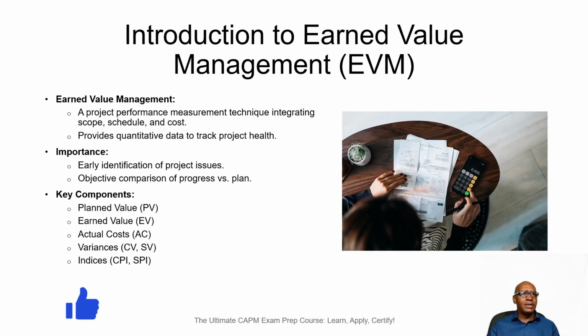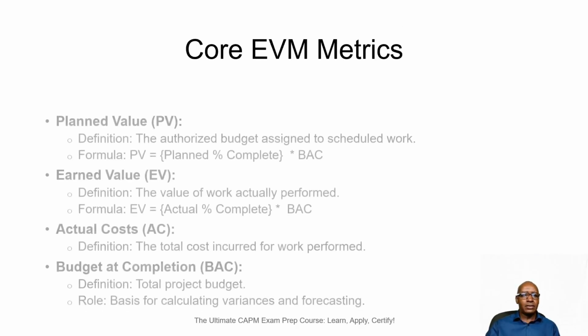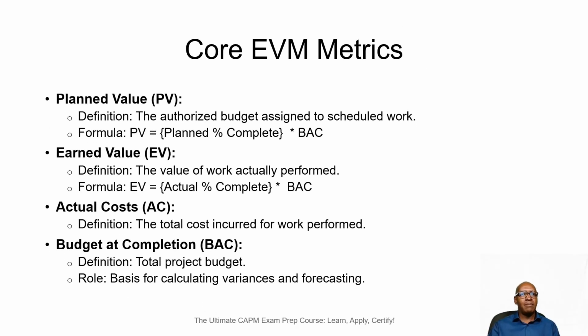Some of the key components of earned value management include planned value, earned value, actual costs. We have variances, which are your cost variance and schedule variance. And there are some indices that we calculate, your cost performance index and your schedule performance index. These are some of the things that we'll be looking at in this session. So let's get to first our core EVM metrics.